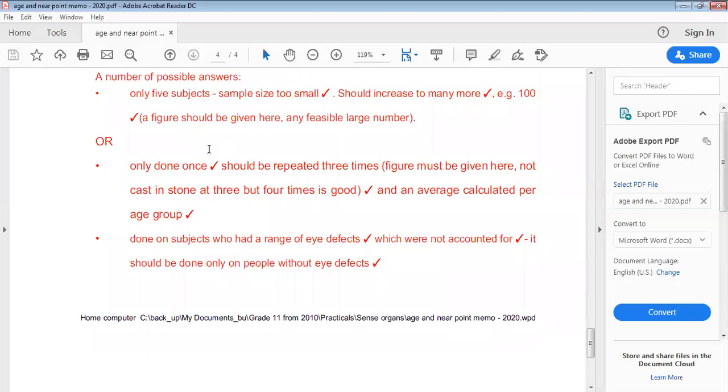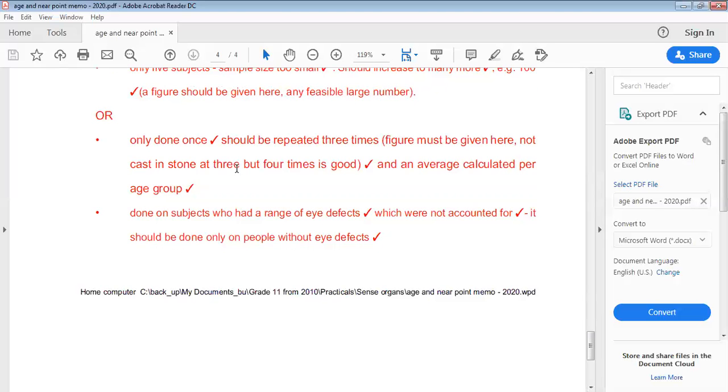Now, this is one example of where the IB might not let you give these two as the same. So they're both about repeating, how many individuals and how many times you did it. That's both about reliability. And then it could be done on a range of subjects with a range of IV effects, which were not taken into account and should be done only on people without IV effects.